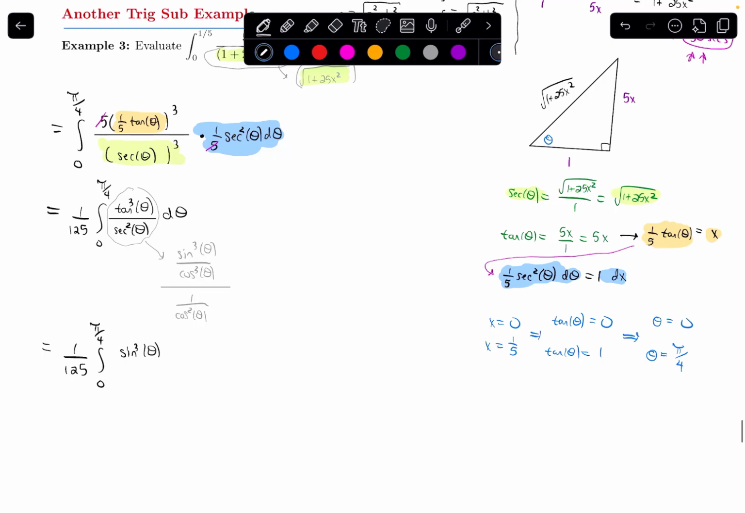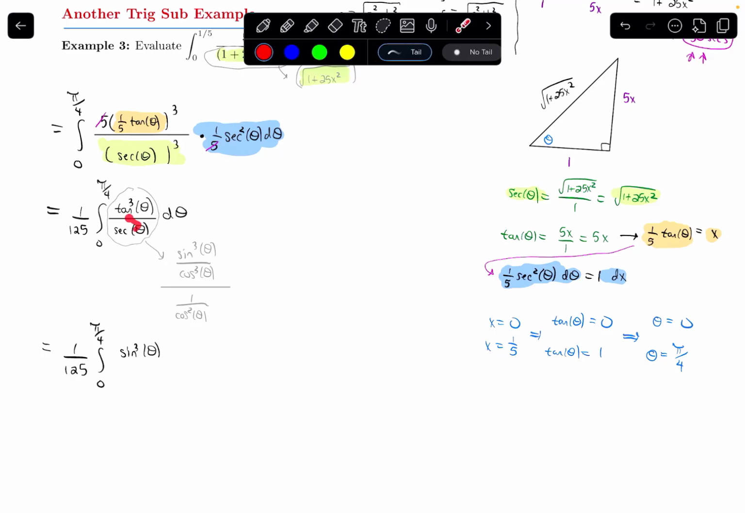And I'm realizing I made one error earlier. So the one error, let me go back and fix that, which was I wrote secant squared on the bottom, but it should just be secant, because there were 3 secants here, 2 secants there. So let us go back and fix that. This one should have just been secant, not secant squared.